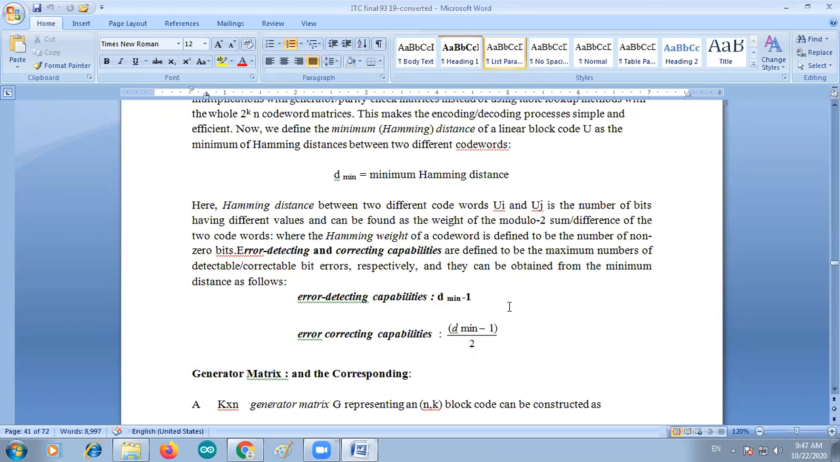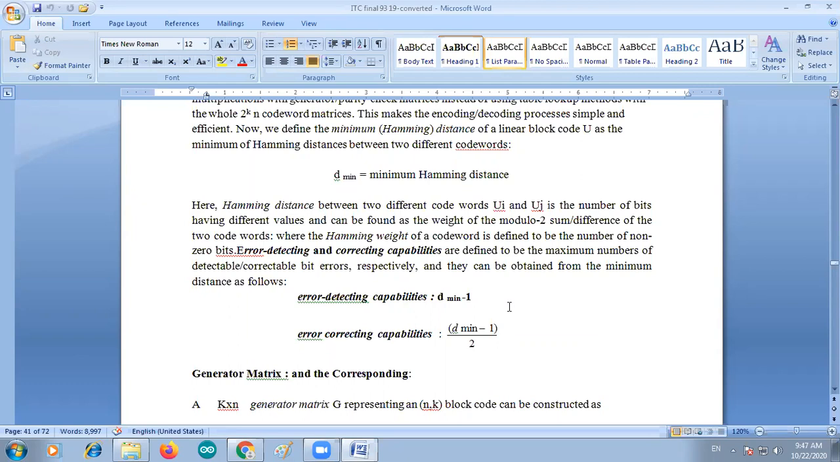Here U is the code word vector, m is the message vector, and g is the generator matrix. If you multiply m into g, then you can design a code word U. So here the G is a very important matrix. The matrix size of G is equal to K into N. For example, K is 3 and N is equal to 7, so 3 into 7 is the size of the matrix.